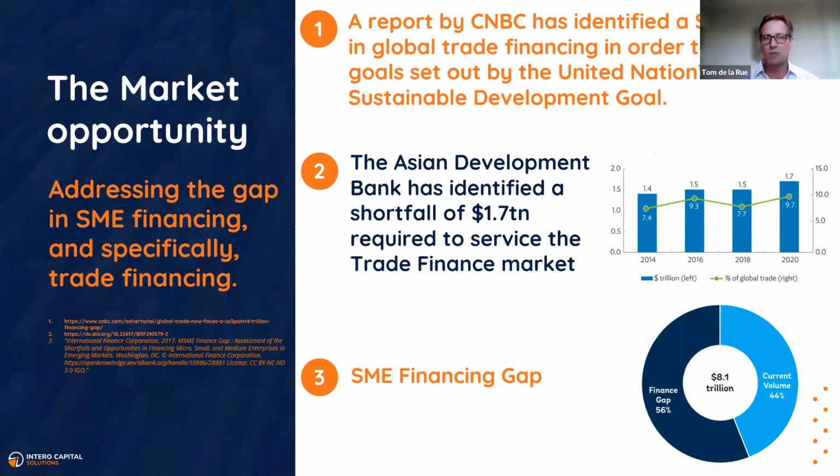But what these numbers really demonstrate is forward-looking analysis with respect to the United Nations Sustainable Development Goals. You can see a $3.4 trillion gap in global trade finance. The Asian Development Bank identified a shortfall of 1.7 trillion required to service the trade finance market. And within the SME financing space, there is a significant delta between what is assessed to be the current requirement and what can be provided in terms of liquidity. I say we take these figures loosely because we'd be able to find different figures portraying the same thing, but we're talking about orders of magnitude here.